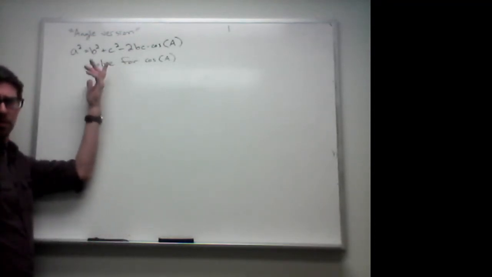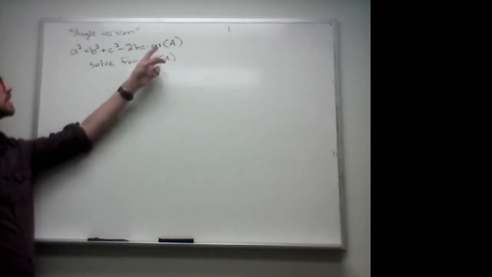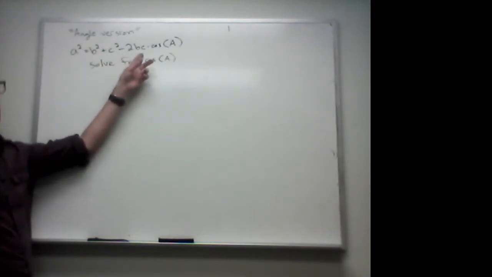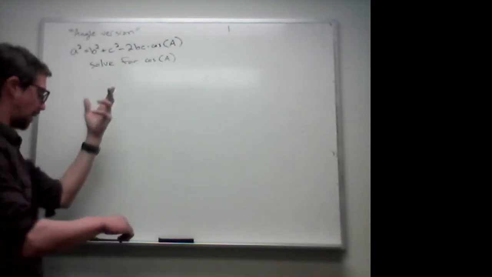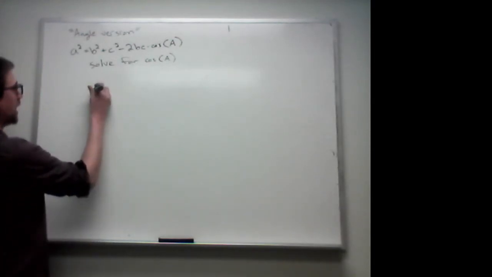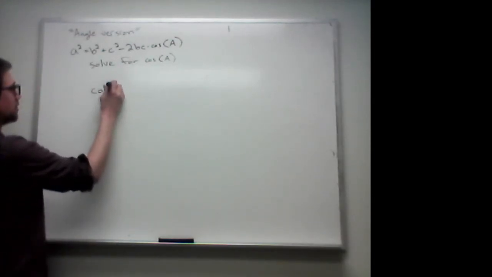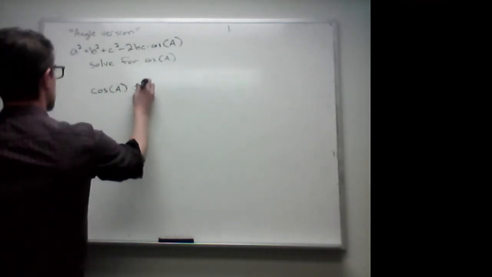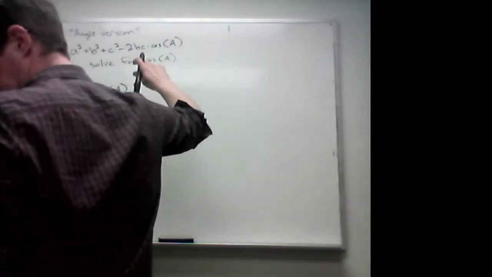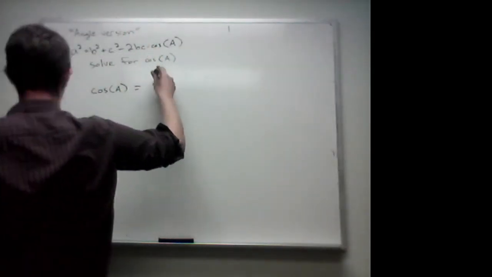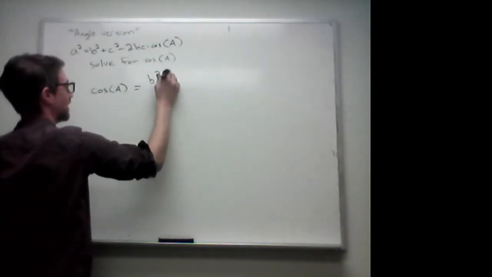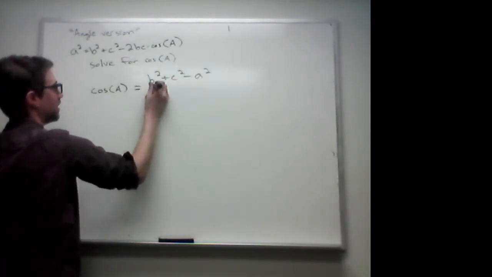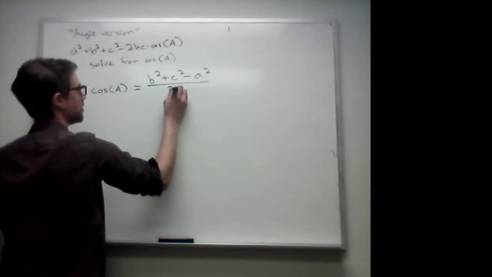To do that is just algebra stuff. We want to get this by itself, subtract b squared, subtract c squared, and then you're going to divide everything by negative 2bc. I won't bore you with the details, but here's what happens. Once you do that, you get that the cosine of angle A equals b squared plus c squared minus a squared over 2 times b times c.